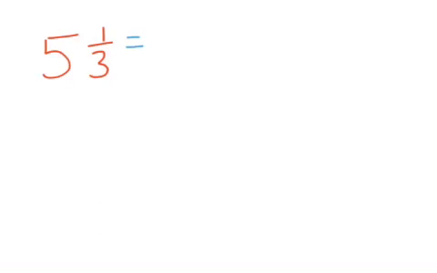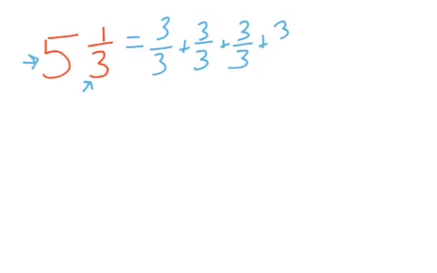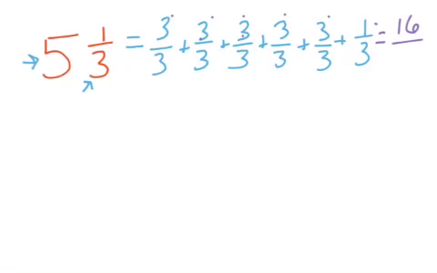I can start by thinking, okay, how many wholes do I have, and what is a whole equal to? Well, in this case, since my denominator is 3, a whole is equal to 3 over 3. And how many wholes do I have? I have to look at my whole number, and it says I have 5 of them. So I have to write 5 of these. That represents all of my wholes, and then this represents my part. Now when I add all this up, 3, 6, 9, 12, 15, plus 1 more is 16. And my denominator stays the same.